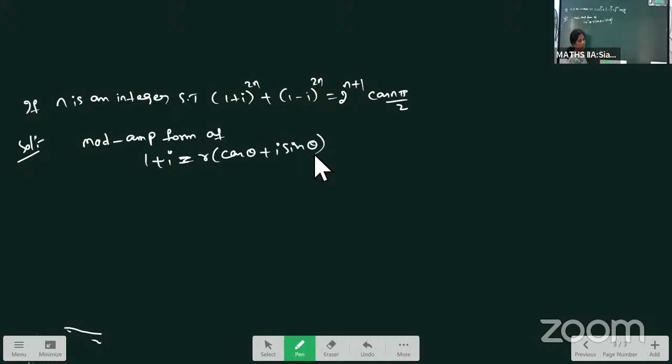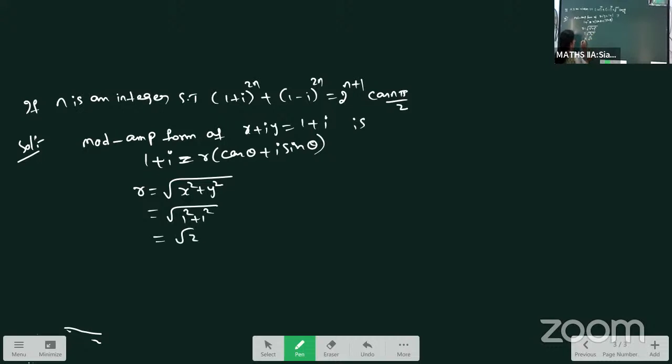r into cos theta plus i sin theta. First, here in 1 plus i, r is equal to the square root of x squared plus y squared. So the mod amplitude form of x plus iy, which is 1 plus i, has r equal to the square root of x squared plus y squared. So the square root of 1 squared plus 1 squared, r is equal to root 2.